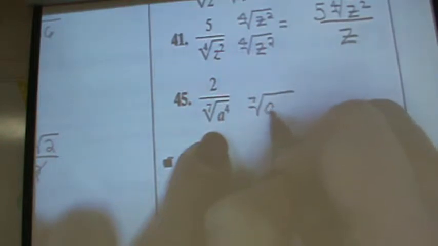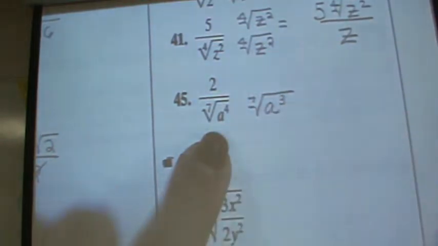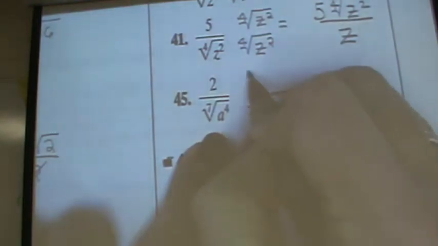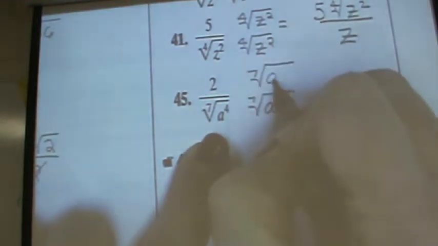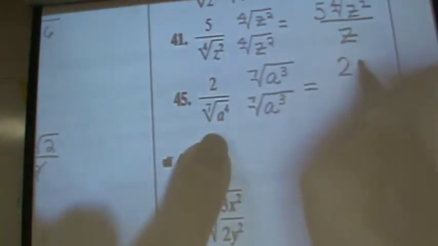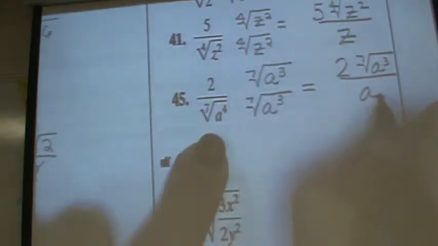Number 45, I need 7 of a kind, but I have 4. I need how many more? 3. I need 3. I'm short 3 a's. So this is 2 times the 7th root of a cubed all over plain old a.